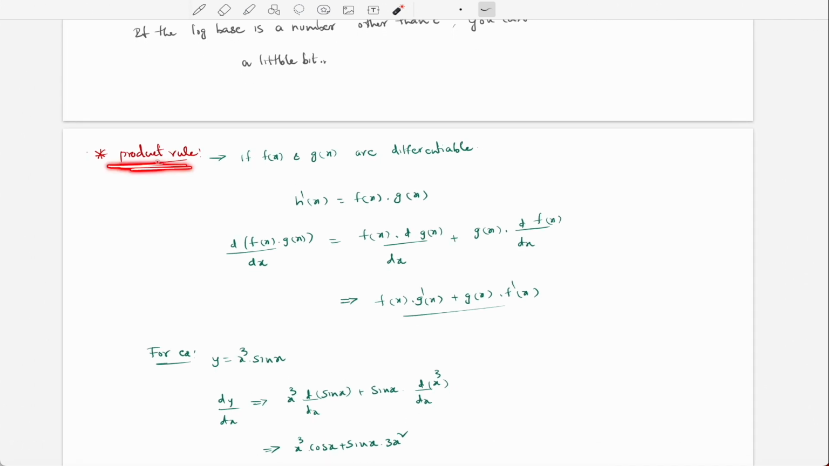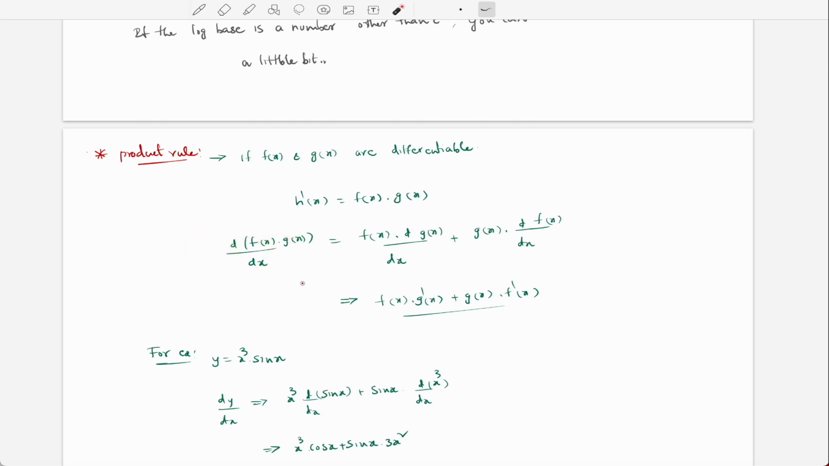So what is the product rule? If f of x and g of x are differentiable, then the derivative of the product f of x into g of x is found by multiplying these two. If I have a function like this and we are taking the product f of x into g of x, first we take the f of x and find the derivative of g of x, and then we take the g of x outside and find the derivative of the f of x function.